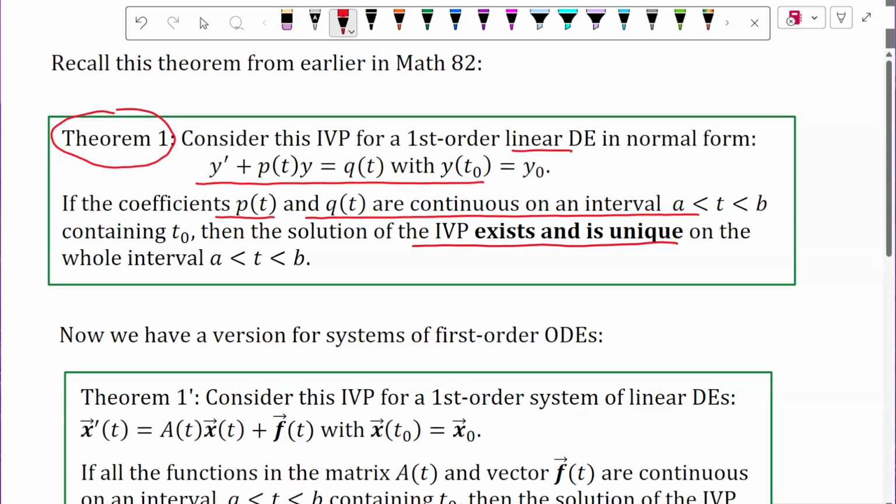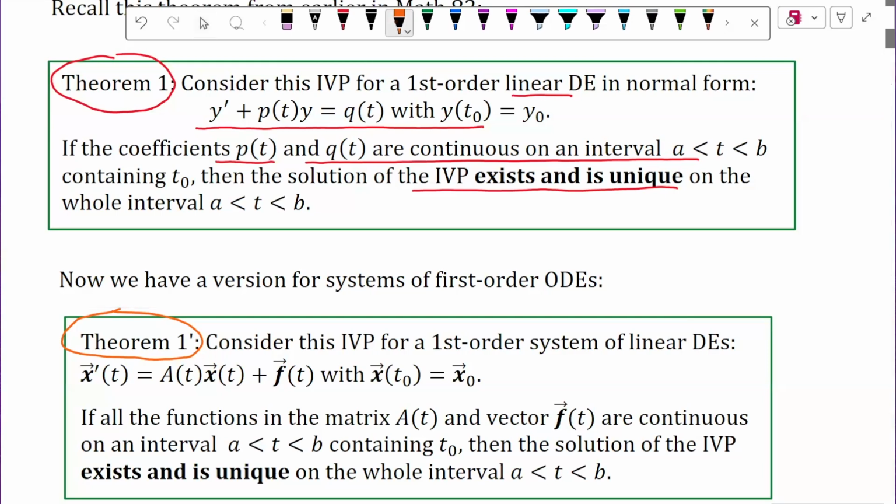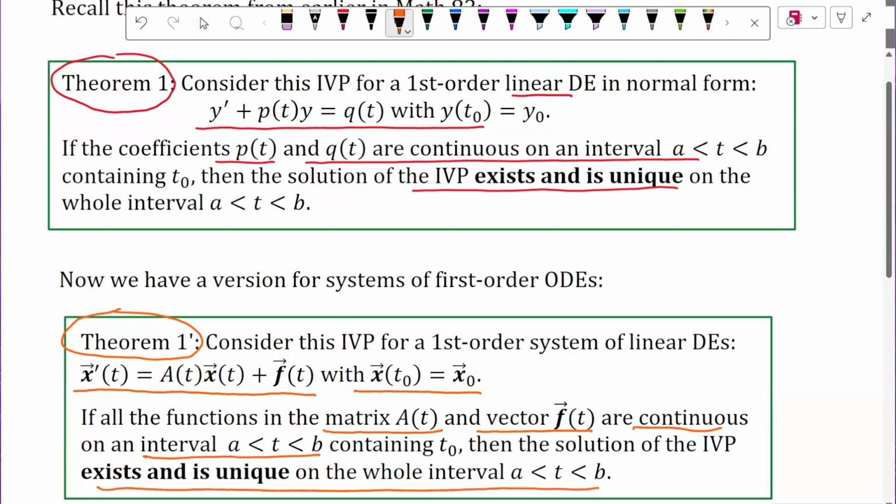We can now extend to a system of first order ODEs, except we have now just extended our solution space into higher dimensions. So now we have x prime is some matrix A times x plus a forcing function f, with an initial condition. If all the functions in the matrix A, which could be a function of t, and the vector f are continuous on some interval of time, then the solution to that initial value problem exists and is unique on the whole interval.